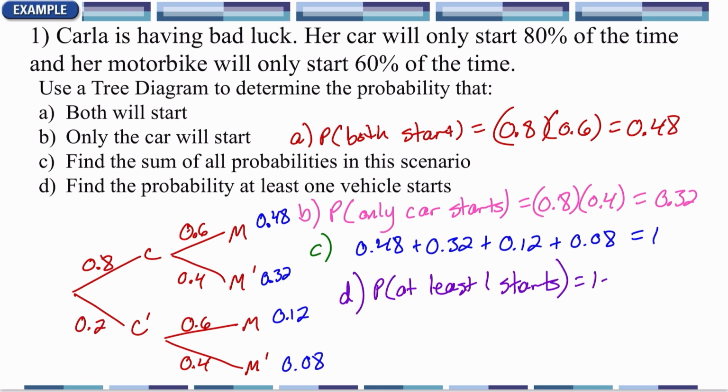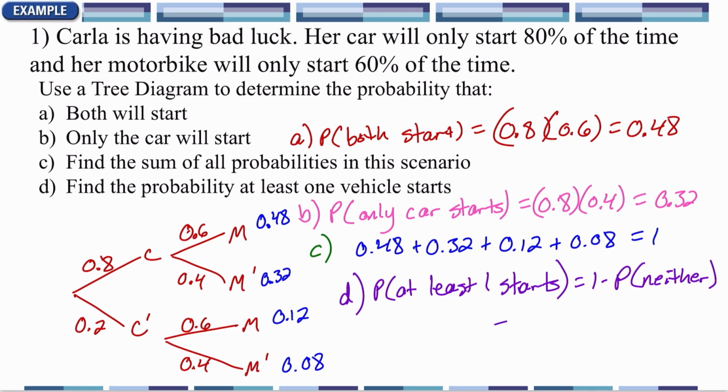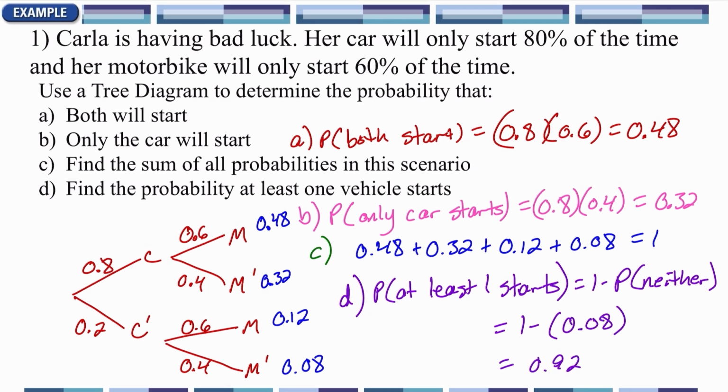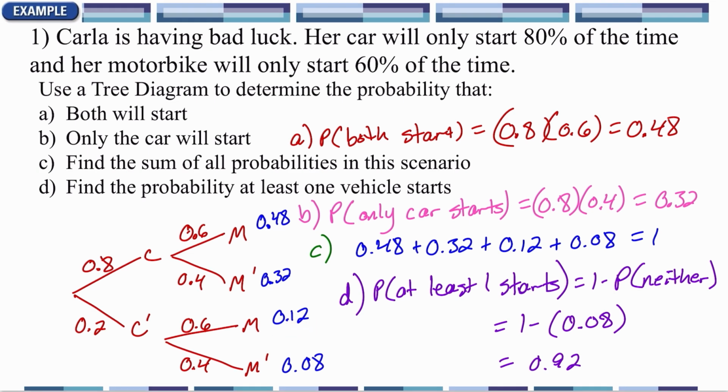So it would be 1 minus the probability that neither start, or none start, but neither since we only have 2 items. So that would be 1 minus the probability of neither of them starting, 0.08, which is 0.92. So the alternative way of answering part D would be just to add up these 3 scenarios where you have either they both start, or the motorbike does not, car does, or the car does not and the motorbike does. You get the same result.